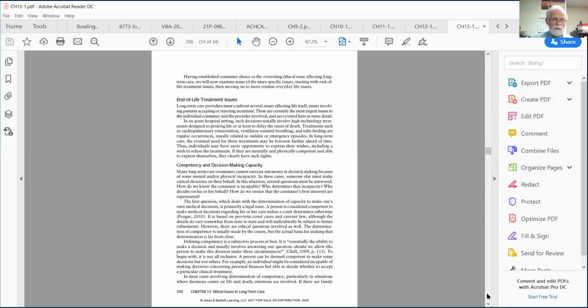We've got informed consent, end of life treatment. It is always advisable to have advance directives. Some people will not do that. And the advance directives really state a preference for end of life treatment issues.